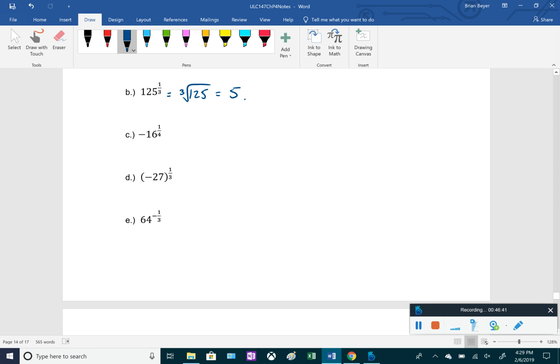Next one, we have negative, and then 16 to the 1/4. So the negative is out front. Based on order of operations, we would do that last. So this is negative the 4th root of 16. The 4th root of 16 is 2, so this is just negative 2, because 2 to the 4th is 16.